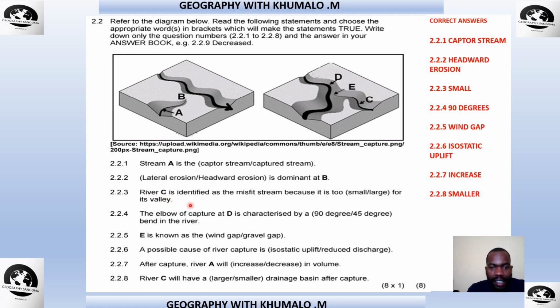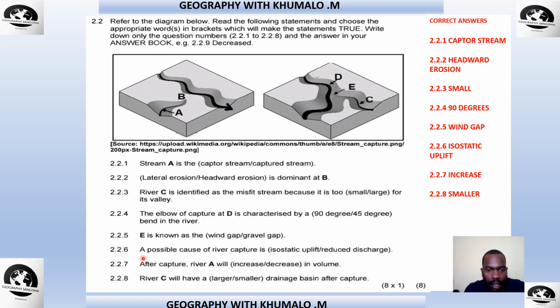2.2.3, river C is identified as the misfit stream because it is too small. It is too small for its valley. So that's a misfit stream. So the answer there is small. 2.2.4, the elbow of capture at D is characterized by a 90-degree bend. So there is a 90-degree bend there. Now, 2.2.5, E is known as the wind gap.